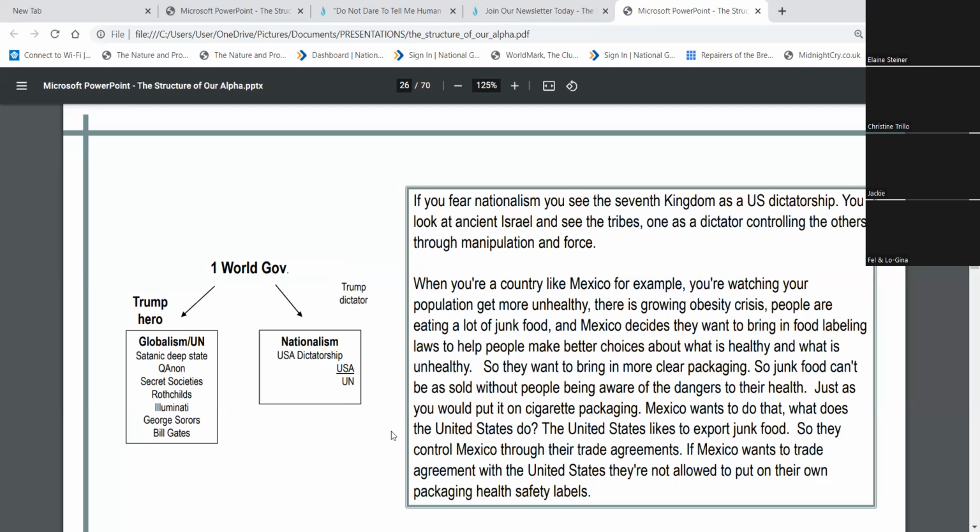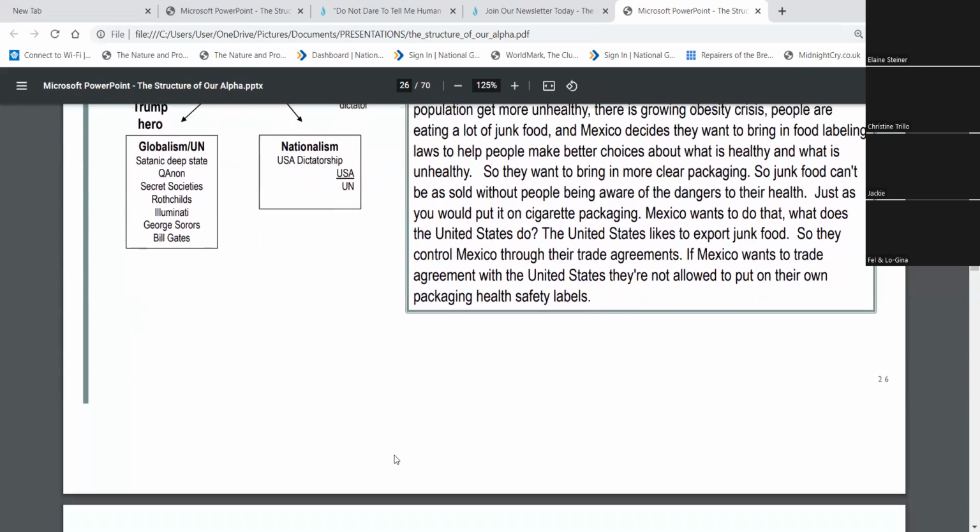What does the United States do? The United States likes to export junk food, so they control Mexico through their trade agreements. If Mexico wants a trade agreement with the United States, they are not allowed to put on their own health safety labels.